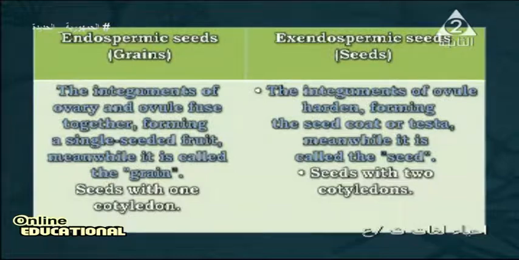In endospermic seeds or grains, the integument of the ovary and ovule fuse together, forming a single seeded fruit. Meanwhile, it is called the grain, seeds with one cotyledon, like the corn grain. In exoendospermic seeds, the integument of the ovule hardens, forming the seed coat or testa. Meanwhile, it is called the seeds with two cotyledons.